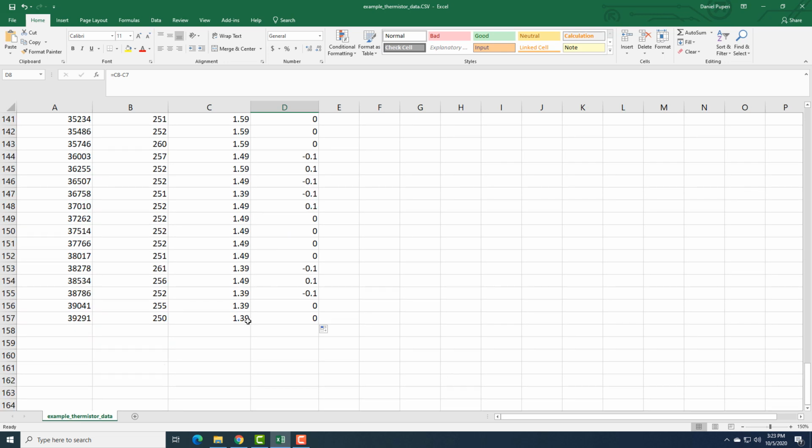The other thing we can, since we're here at the bottom, is that this may be an okay measure of some sort of accuracy of the measurement.